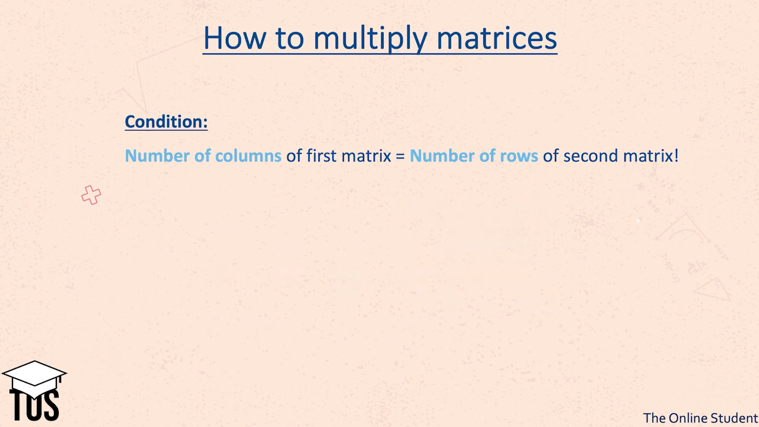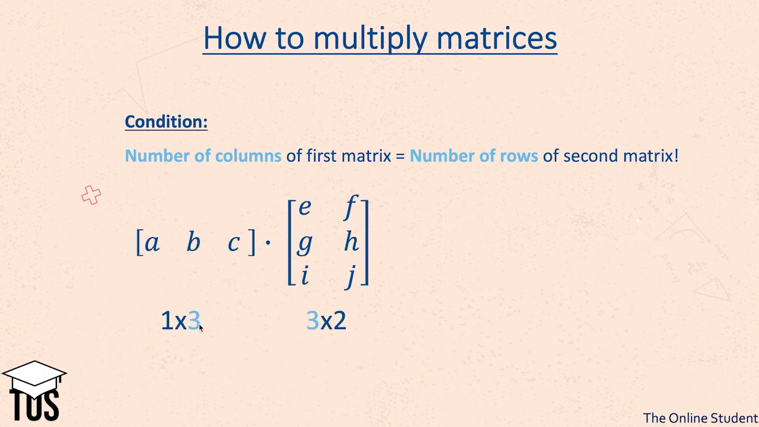Okay, now let's take a look at these two matrices. We have a 1 by 3 matrix and we multiply it with a 3 by 2 matrix. So the number of columns of the first matrix is 3. The number of rows of the second matrix is also 3. So we now know that we can easily multiply these two matrices. The resulting matrix will be a 1 by 2 matrix.